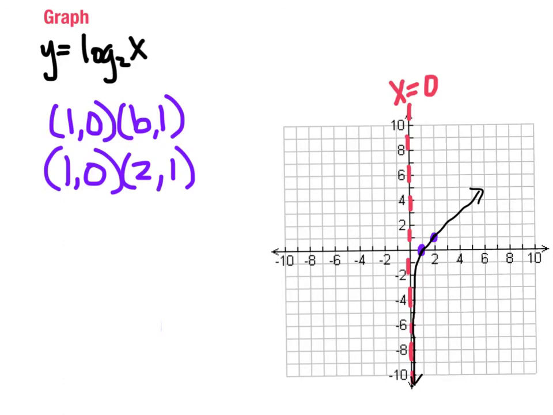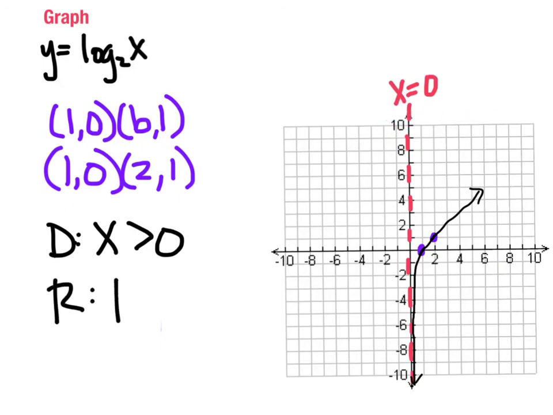Okay. What's the domain of this bad boy? All of these x's are greater than 0. The way you find that is you just look at your asymptote, x equals 0, and change this to either a greater than or less than, depending on which way the graph is facing. So all of these x's are greater than 0. What's the range? All real numbers. Perfect.